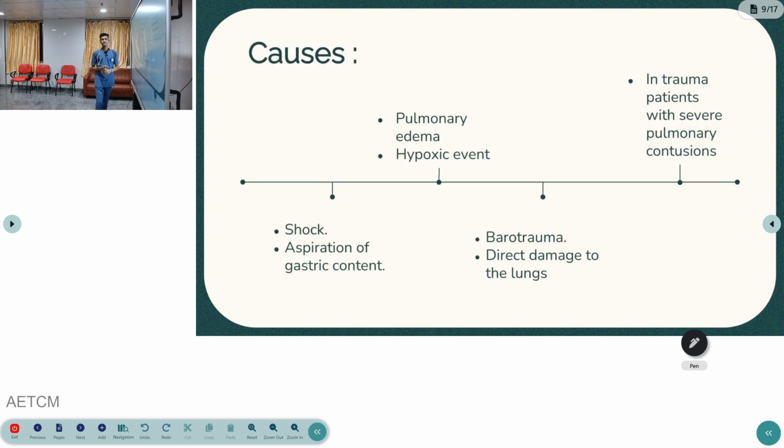So the second point is what might be the causes. Causes-wise, the first one is circulatory shock. We know various types of shock: we have obstructive shock, we have distributive shock. Shock is one of the causes.